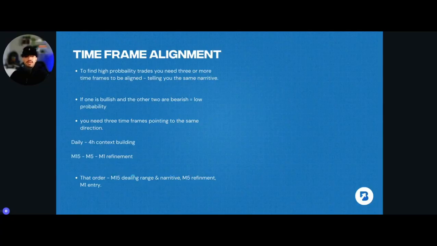On the M15, this is where you're going to find your dealing range and your narrative. On the M5, you can refine this and use it as an entry. Or if you want to go lower, after refining it on the M5, you can enter on the M1. But you need to keep in mind what the daily and the 4-hour candle is doing. I like to use the daily and the 4-hour for context building, where the market wants to go on a higher time frame level. Then I'll find my dealing range, build my narrative from that, and use the M5 to enter and get into the market.